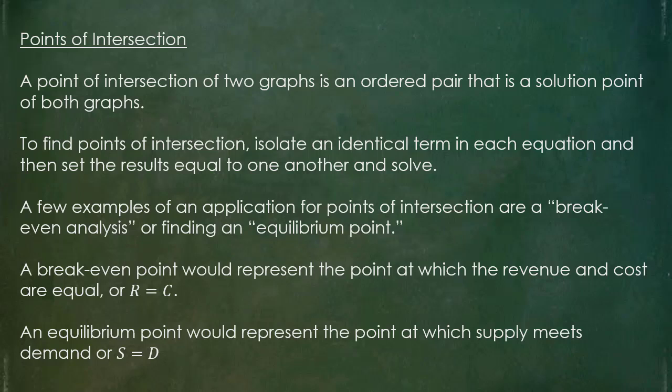Now, as far as applications for where points of intersection may become useful, some things that your book will have you doing this year that deal with a more business concept are the idea of a break-even analysis or finding an equilibrium point. A break-even point is essentially where your revenue and cost are equal to each other. So if I had a revenue equation and a cost equation, I would just set them equal to each other and solve for the variable that's left. Or an equilibrium point would be where supply meets demand. That's a concept that maybe you guys, if you've taken an economics class, have encountered in the past.